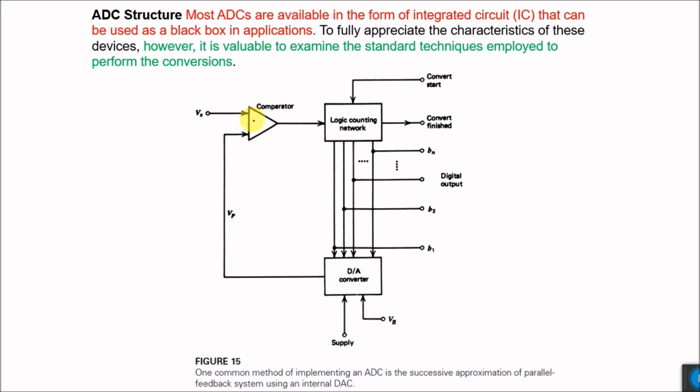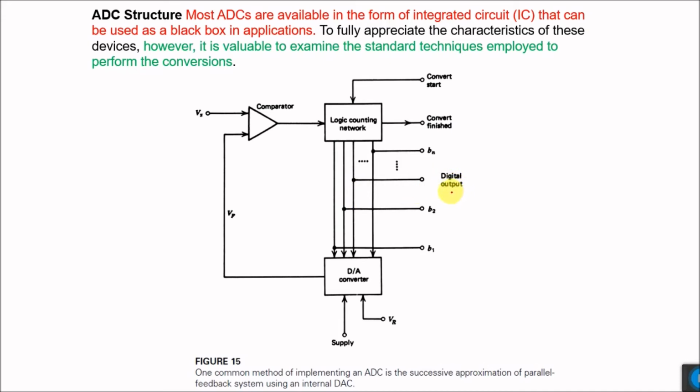So here we have a few components. There is a comparator, that is a digital device that can give either a 1 or a 0. Then there is this logic counting network. What's inside that? We'll discuss that. The output of this counter is an n-bit number, and that is a digital value, and that is actually the digital output of the ADC.